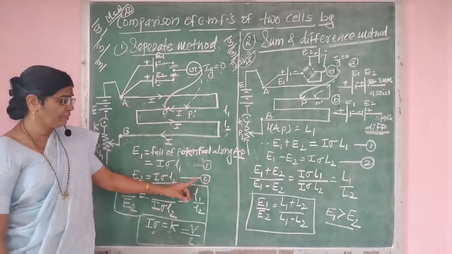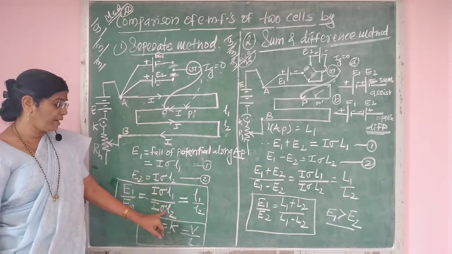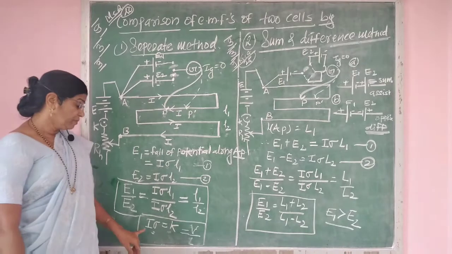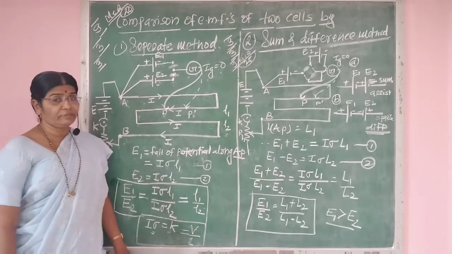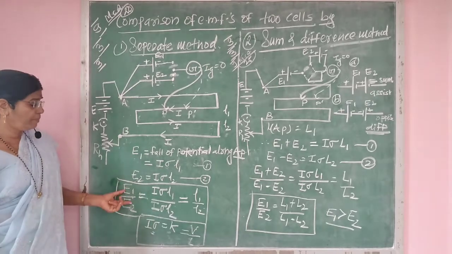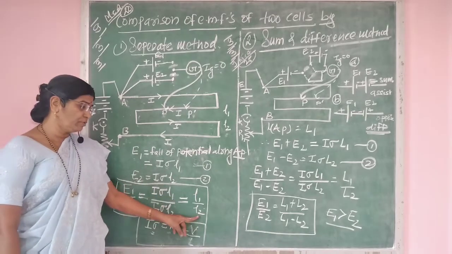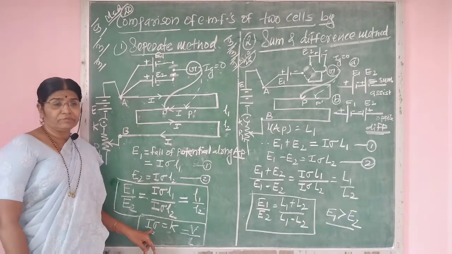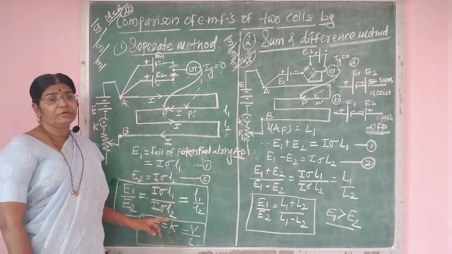Now divide equation 1 by 2. Then E1 upon E2 is equal to I sigma L1 divided by I sigma L2 is equal to L1 upon L2. Here I sigma gets cancelled. I sigma is also called as K, that is potential drop per unit length. In this way, the two cells can be compared by a separate method or individual method. Knowing the values of E1, L1 and L2, E2 can be calculated, means the EMF of the unknown cell can be calculated from this experiment by using a potentiometer.